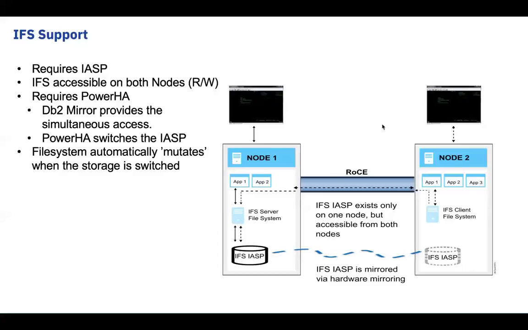But in order to do this, to kind of switch that independent ASP under the covers, that's where the PowerHA requirement comes in. If you have a requirement to be able to mount the same file system on both sides. Some application topologies don't require that, where the file system is actually going to be unique to each node, and so they would not have to implement this type of remote file system technology.